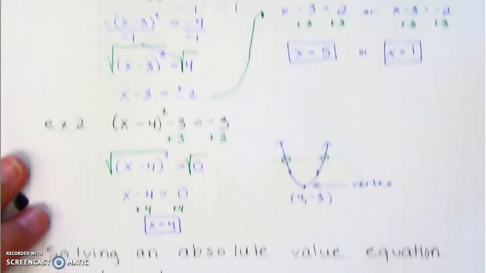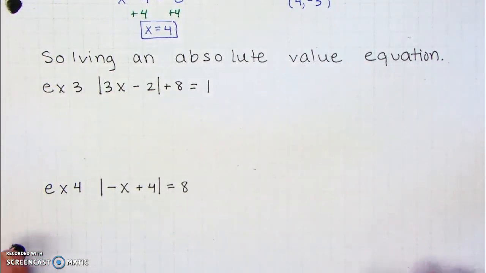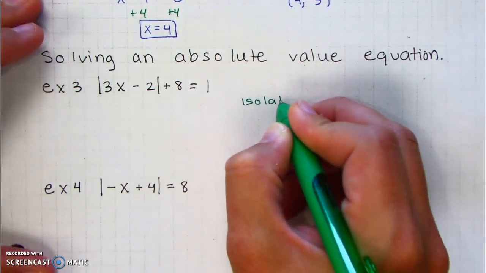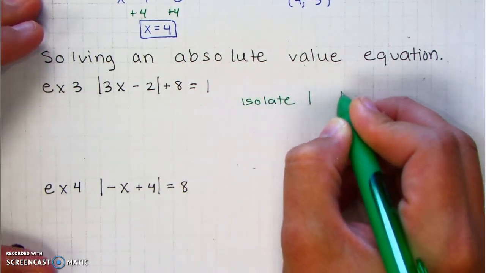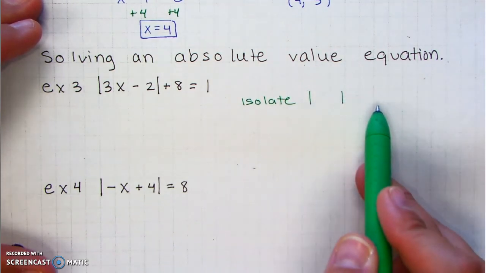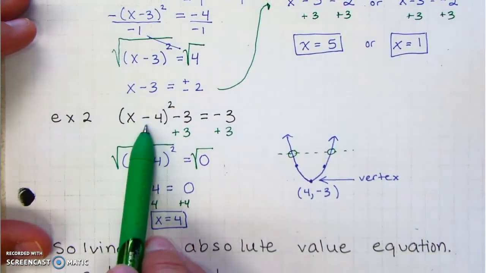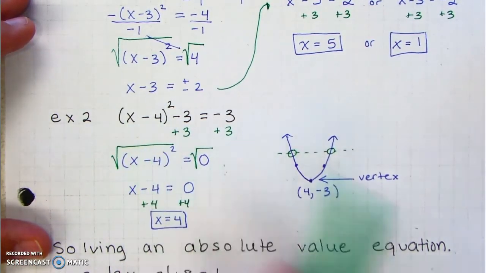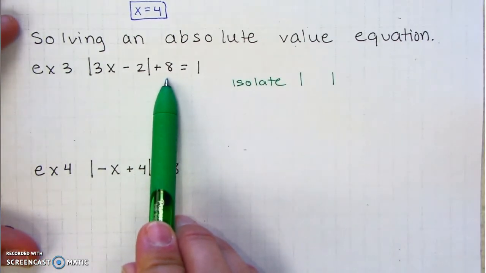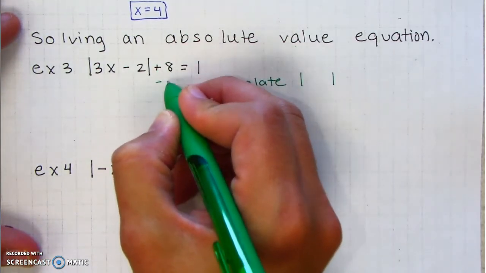Okay, let's go into solving absolute value equations. So the first thing we need to do is isolate the absolute value symbol, okay? So if anything is on the outside of the absolute value, we need to move it. Just like anything on the outside of the parentheses, we moved that first. So do you see something on the outside? We see this +8. So we're going to move that to the other side by subtracting 8.